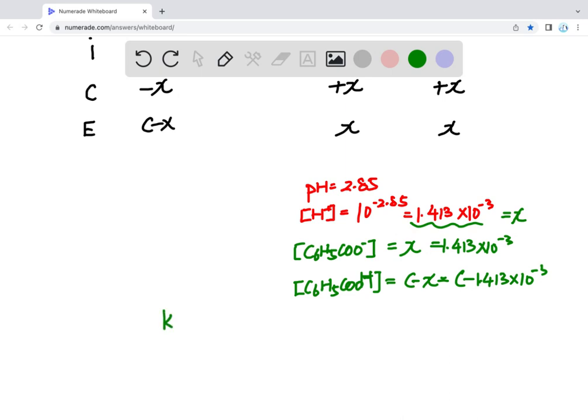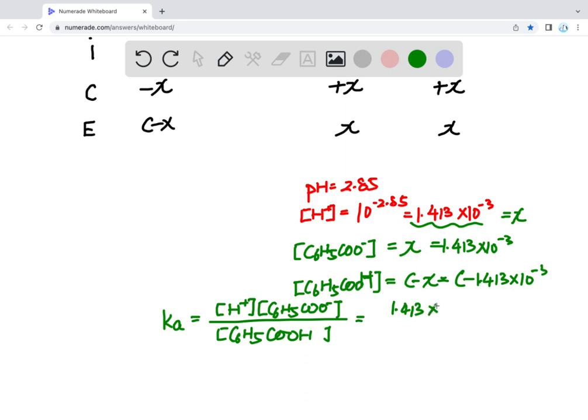And we can write down the expression of the equilibrium constant. That's the concentration of the proton times the concentration of the anion over the concentration of the benzoic acid. So that's equal to, in this case, 1.413 times 10 to minus 3 squared over C minus 1.413 times 10 to minus 3. That's equal to the Ka given, 6.3 times 10 to minus 5.